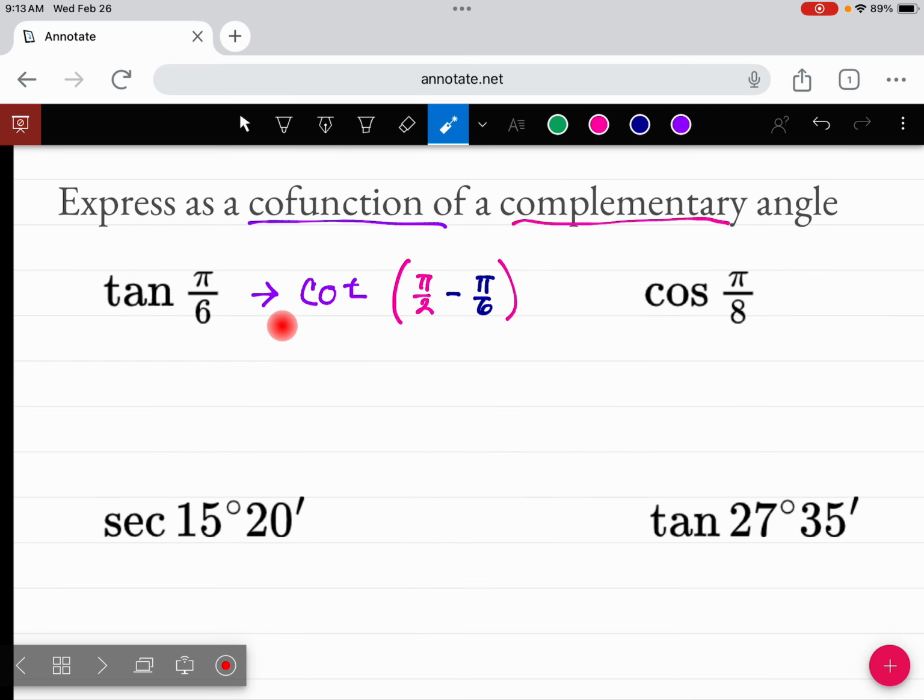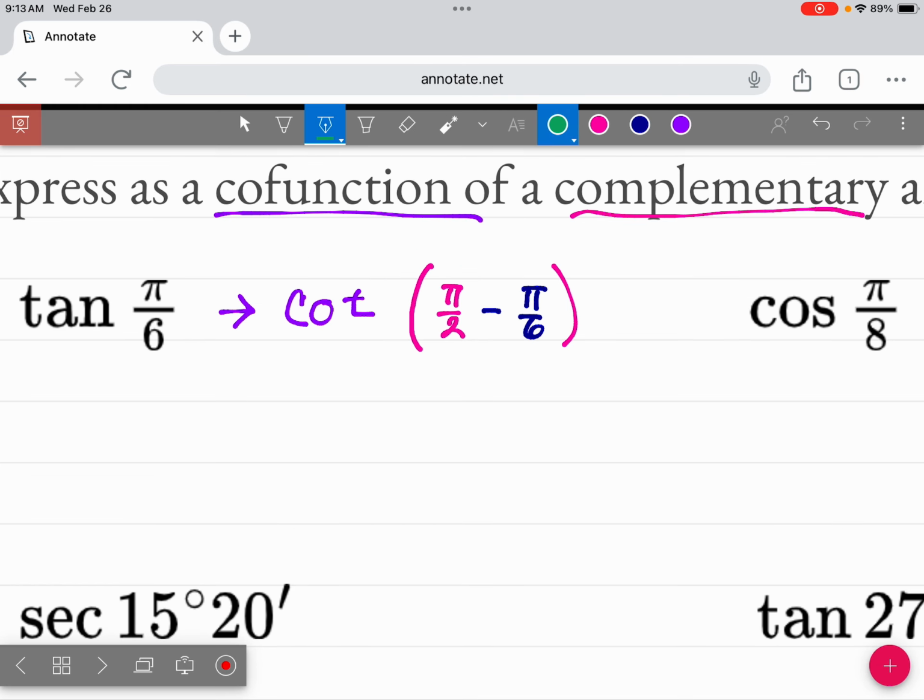So this is just taking our formula from the previous page. Our theta is pi over 6. Well, we're going to simplify this. So is tangent always going to pair with cotangent? Tangent will always pair with cotangent. Cosine will always pair with sine. Secant will always pair with cosecant. Their reciprocal buddies are their cofunction buddies. So we do need to simplify that.